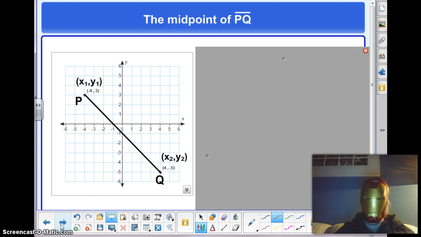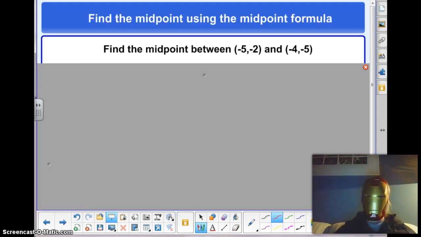So here's your two coordinates. See if you can find the midpoint. Look at our next two coordinates and see if you can find the midpoint for these problems. What point is in the middle?